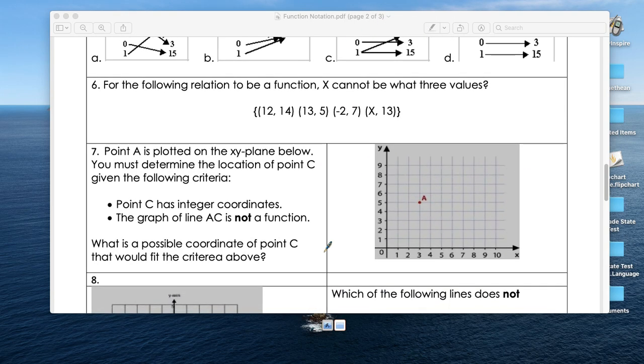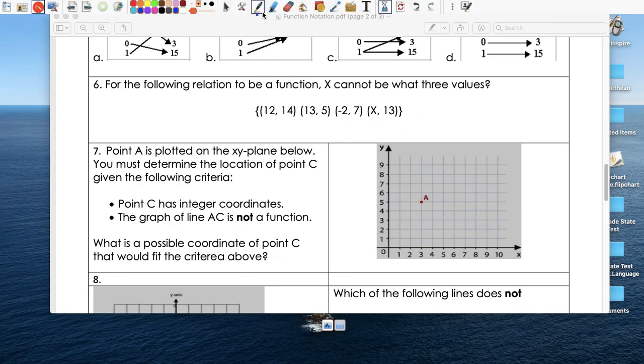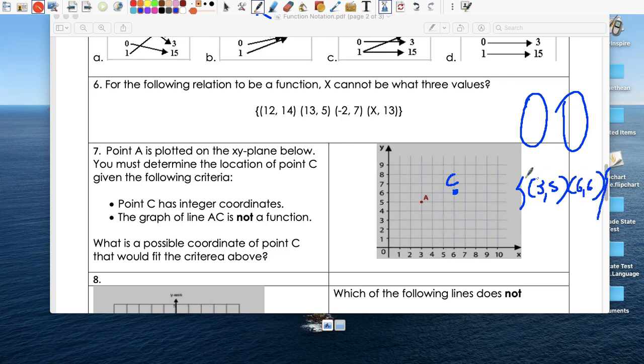All right, same thing here. I want this to not be a function. So let me put a point here and call this C. Let me put that in the map. First of all, what points do we have? We have point (3, 5) and the other point (6, 6). So I have to put that in the mapping. I put 3, I put 6, so 3 becomes 5, 6 becomes 6.